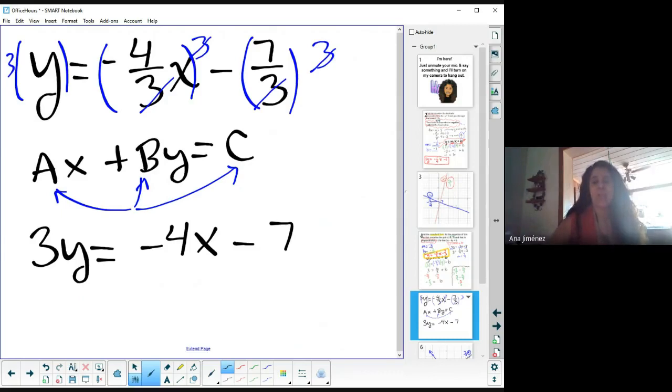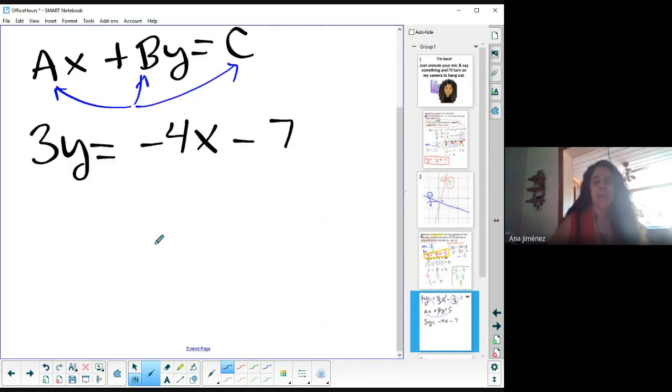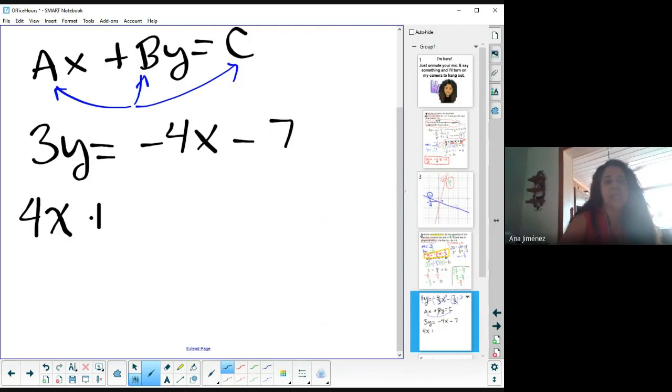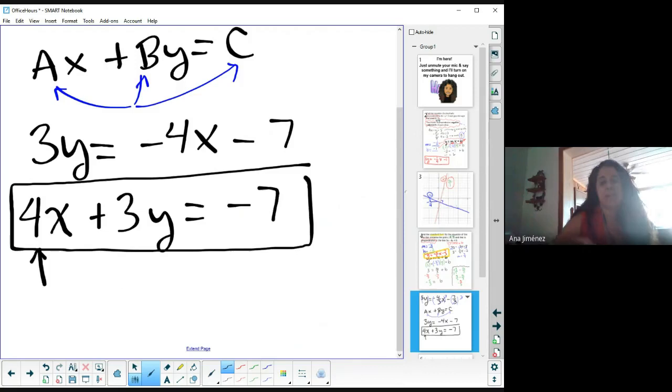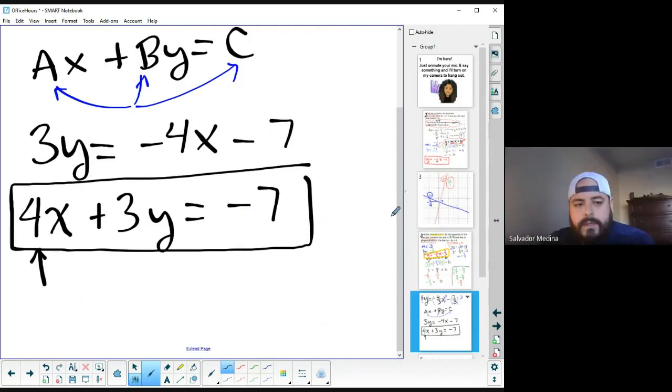Now all I have to do is move this x term over to the other side. So I'm going to add 4x to both sides. I'll put the x term first. 4x plus 3y equals negative 7. And that's my answer. I know I'm done because everything's whole and this guy's positive. If the 4 had been negative, then I would just multiply everything through by -1. But it's not. Perfect.